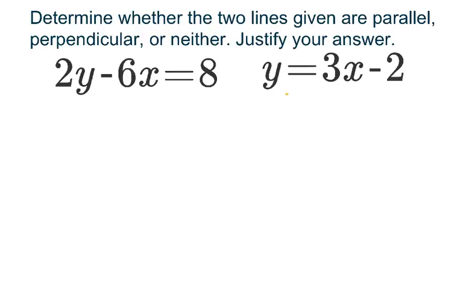So this line over here is already really the way that we want it. So we know right now that the slope of this line is 3 because it's set up. So here my slope is 3. On the other one, I'm going to have to get y alone. So I would start by adding 6x to both sides.